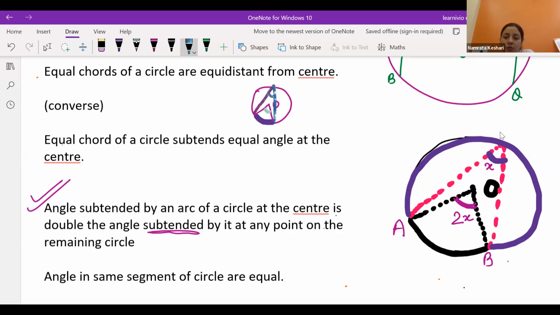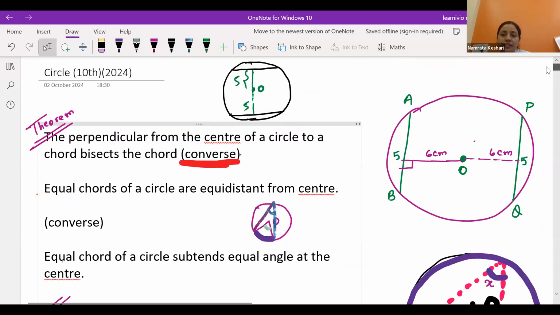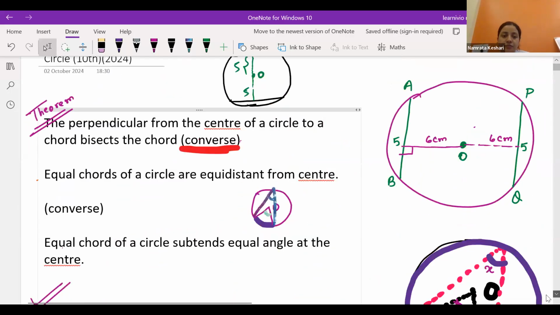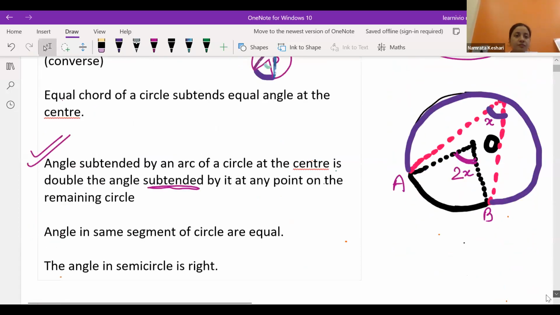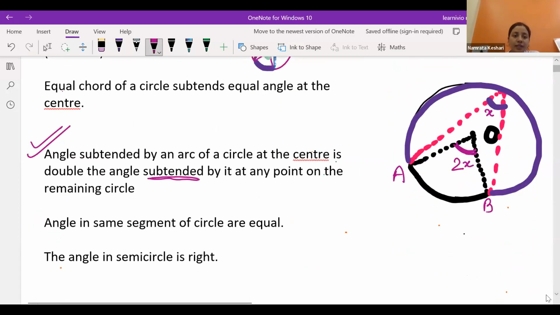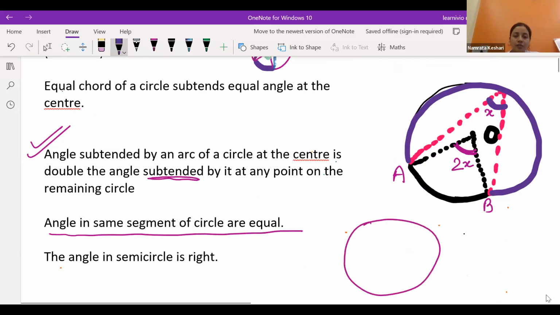Now the last one, angles in the same segment of the circle are the same. If we have angles in the same segment, then both angles will be exactly the same. Angles in the same segment of the circle are equal. If we have a circle and I draw a particular arc like this, then you can see two arcs, a minor arc and a major arc.